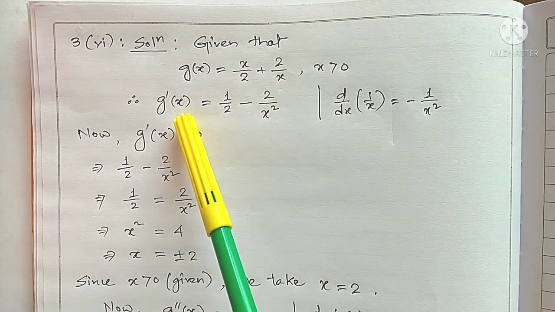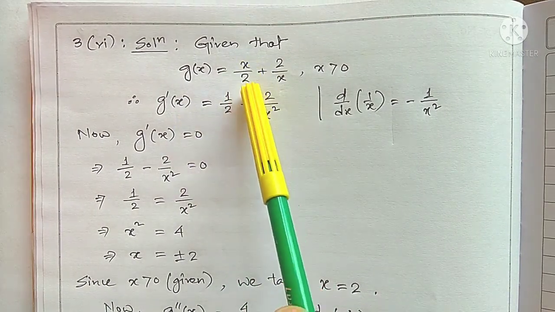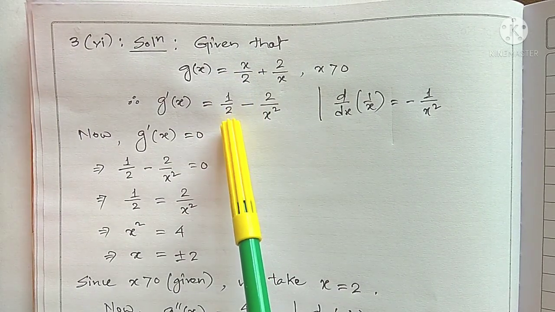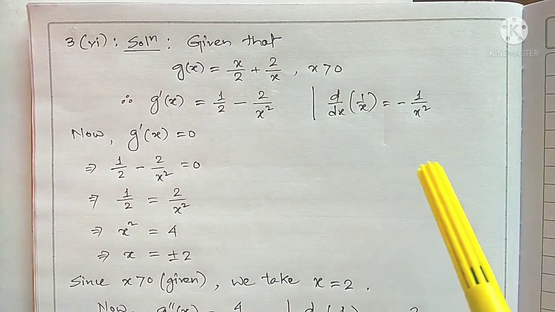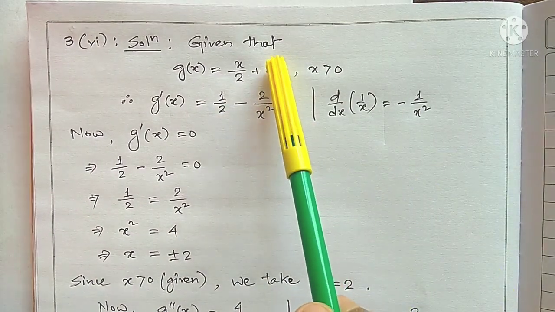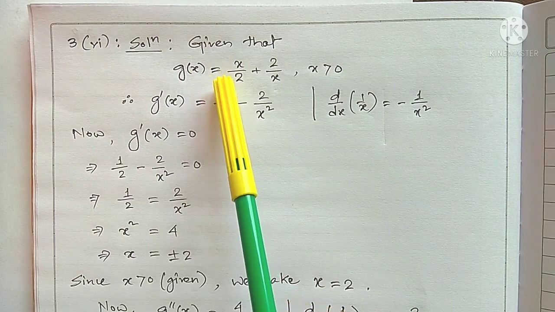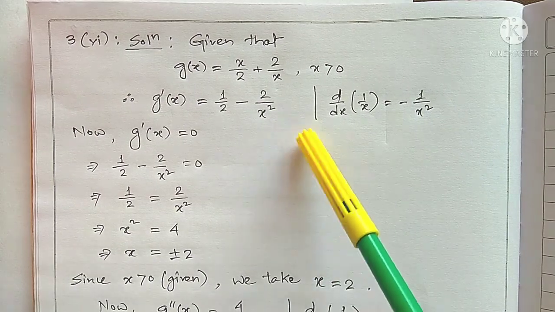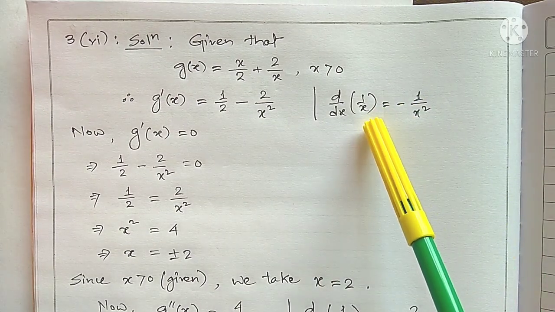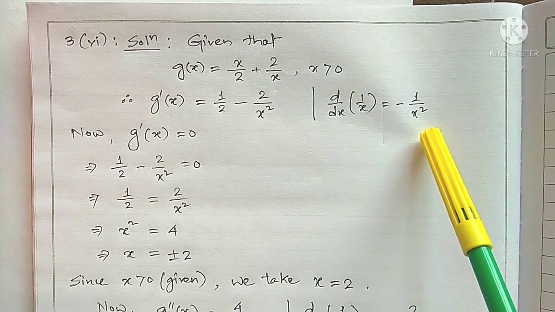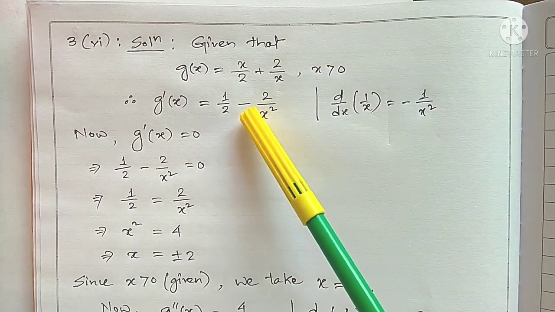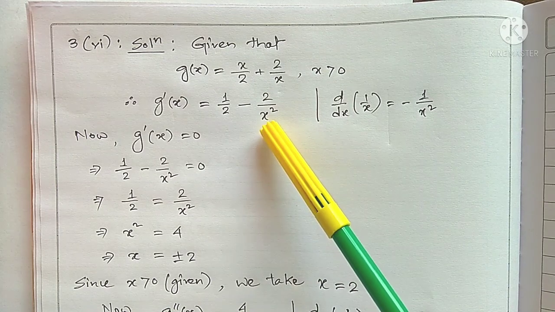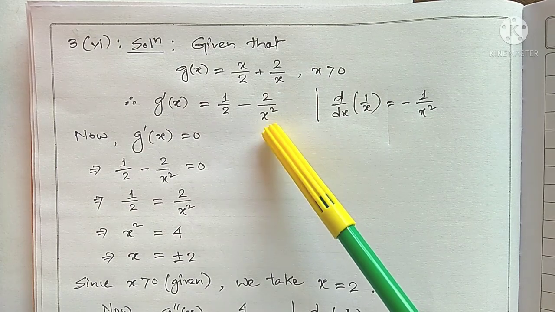So in this case, if you differentiate this one, here 1 by 2 is a constant term, d/dx of x is 1, so simply we get 1 by 2. Is it clear? Similarly, the second one is 2 by x. So 2 is the constant term. If we take this outside, then d/dx of 1 by x we have to differentiate. We know d/dx of 1 by x is minus 1 by x square. So if you differentiate this one, then we get minus 2 by x square. Understood this one?